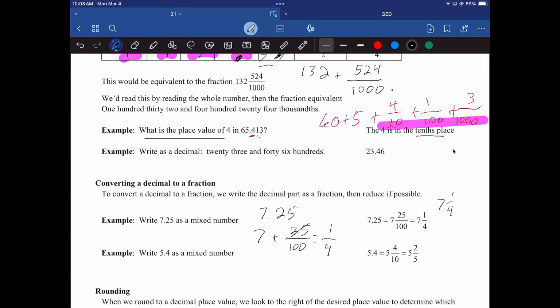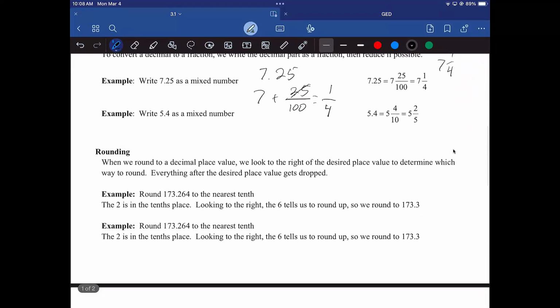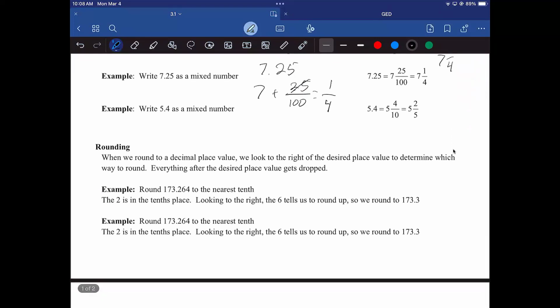Notice I said the word and there. When I say and, I'm indicating less than a whole. So that doesn't matter if I'm talking about fractions, decimals. I'm talking about it in terms of less than 100.